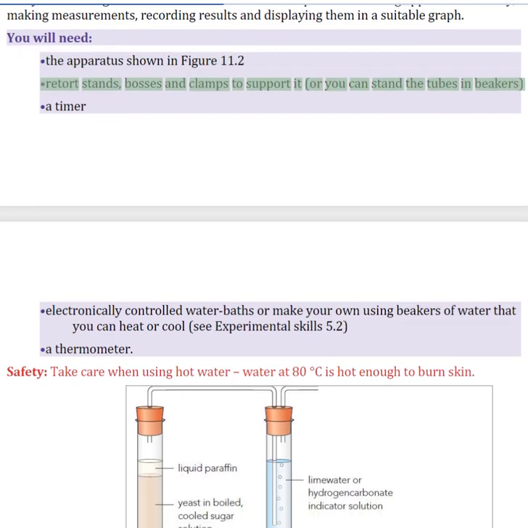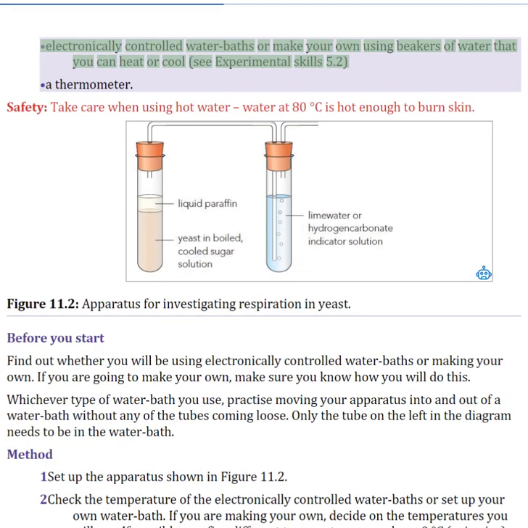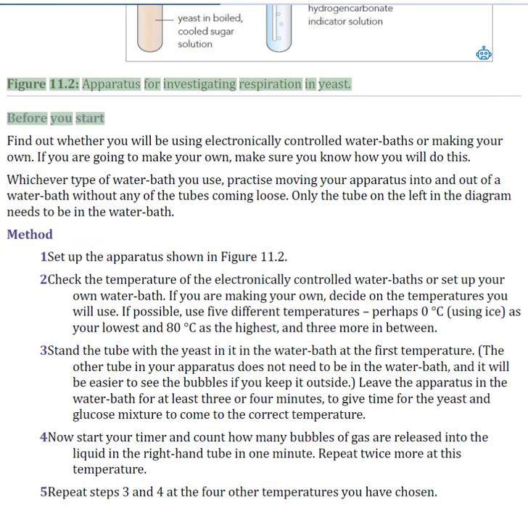Retort stands, bosses and clamps to support it. A timer. Electronically controlled water baths, or make your own using beakers of water that you can heat or cool. A thermometer. Safety. Take care when using hot water. Water at 80 degrees Celsius is hot enough to burn skin. Figure 11.2. Apparatus for investigating respiration in yeast.